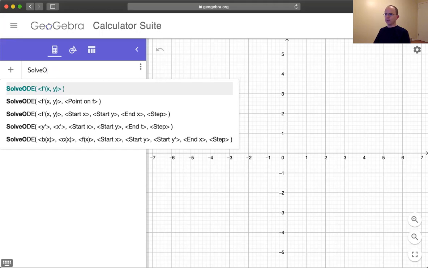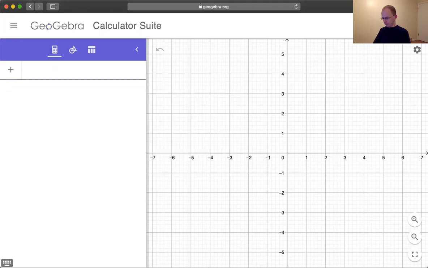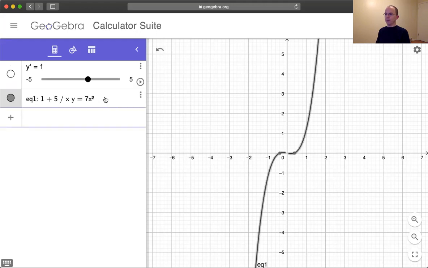So I guess let's start with the field equation. Maybe I'll just write it down quickly here. Recall that our equation was y prime plus 5 divided by x times y is equal to 7x squared. Okay, I don't know what will happen when I do this. Maybe that's the solution. I don't know.